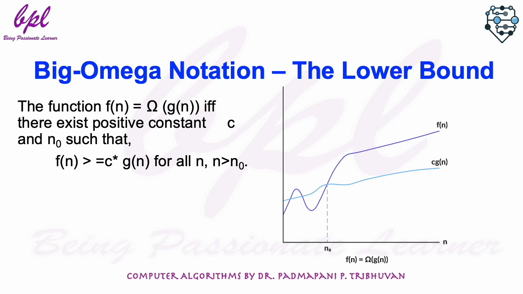This means that big omega represents the best case minimum performance of the algorithm. It tells us that no matter the input, the algorithm will not perform any better than a certain threshold, even in the most favorable conditions.